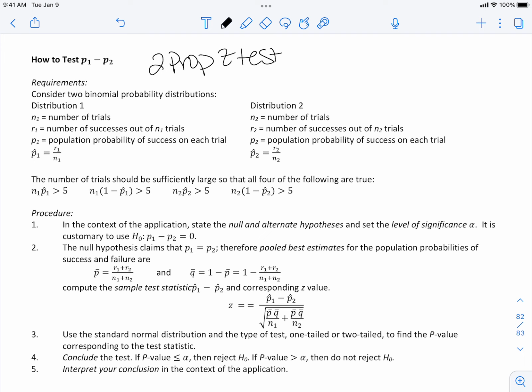Number of trials should be sufficiently large so that all four, n times p and n times 1 minus p, are greater than 5. So we start, in the context of the application, with null and alternate hypotheses and set the level of significance. Again, we're going to set these equal. In this case, it'll be P1 is equal to P2. When we're testing for proportions, we use P instead of mu.